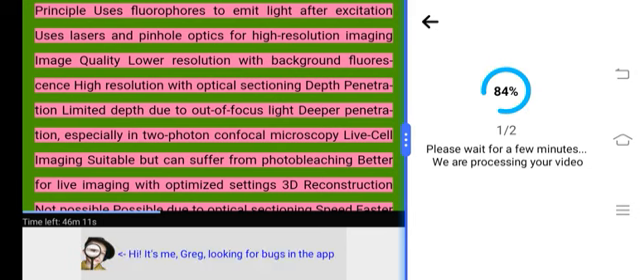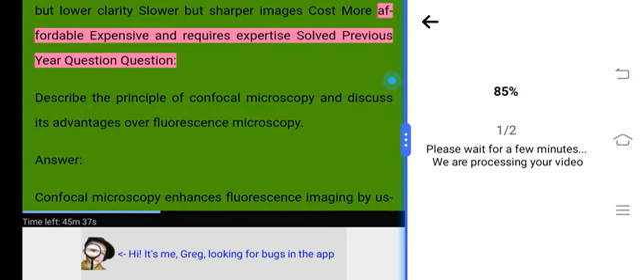Live cell imaging: suitable but can suffer from photobleaching; better for live imaging with optimized settings. 3D reconstruction: not possible; possible due to optical sectioning. Speed and clarity: faster but lower clarity; slower but sharper. Cost: more affordable; expensive and requires expertise.